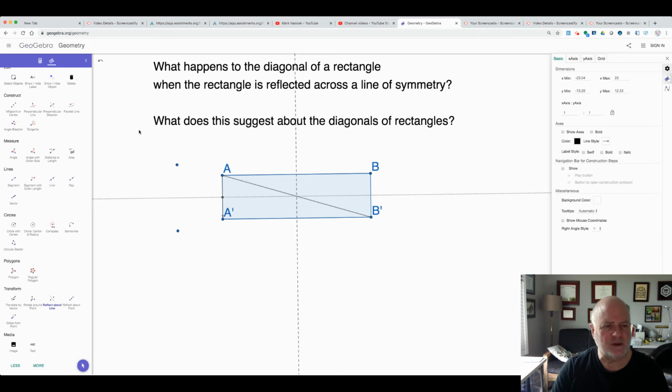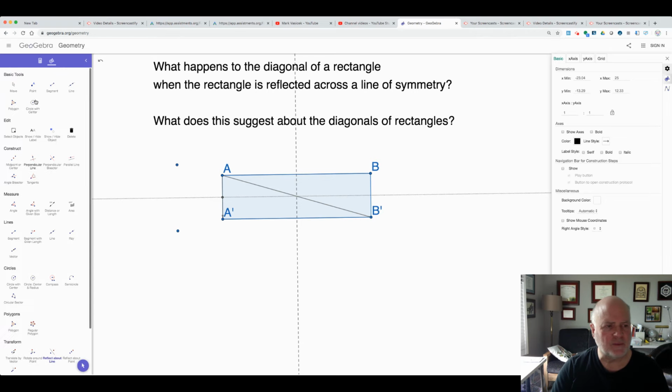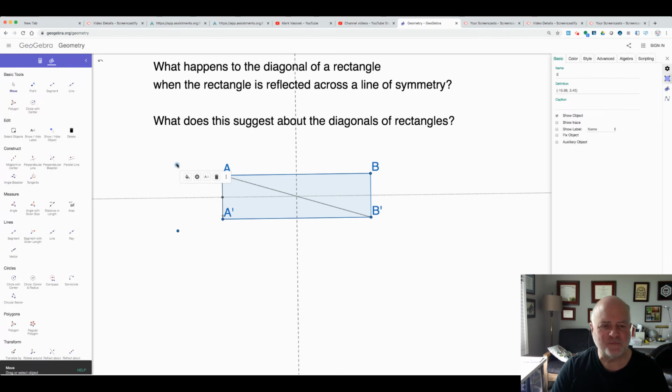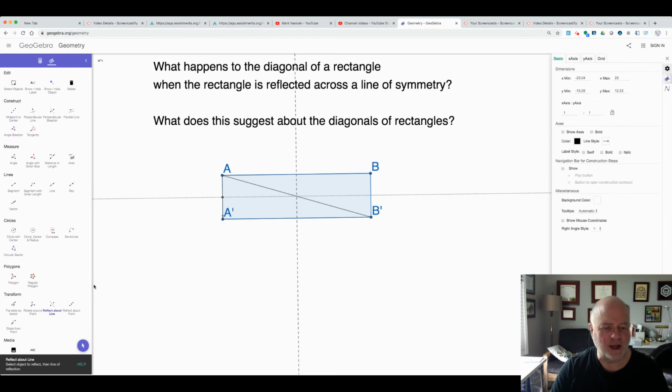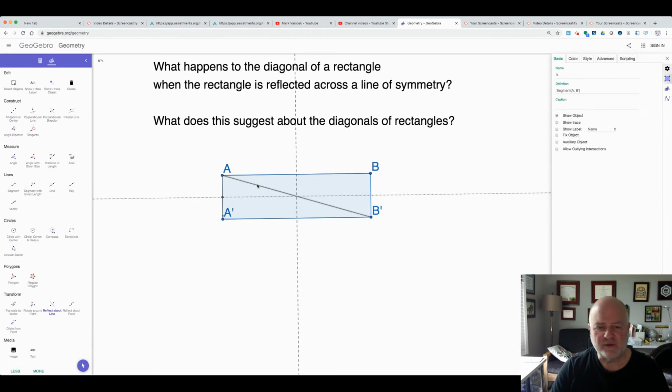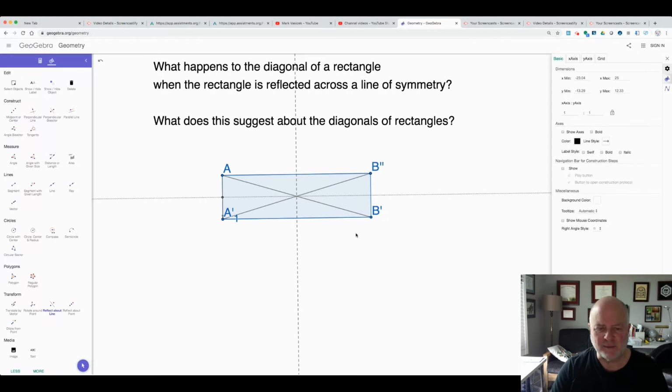Now, I don't need to show these two points. Don't need to see that. Don't need to see this. So let's reflect about a line, this diagonal, about its axis of symmetry. Oh, I get the same line. What does this suggest to you?